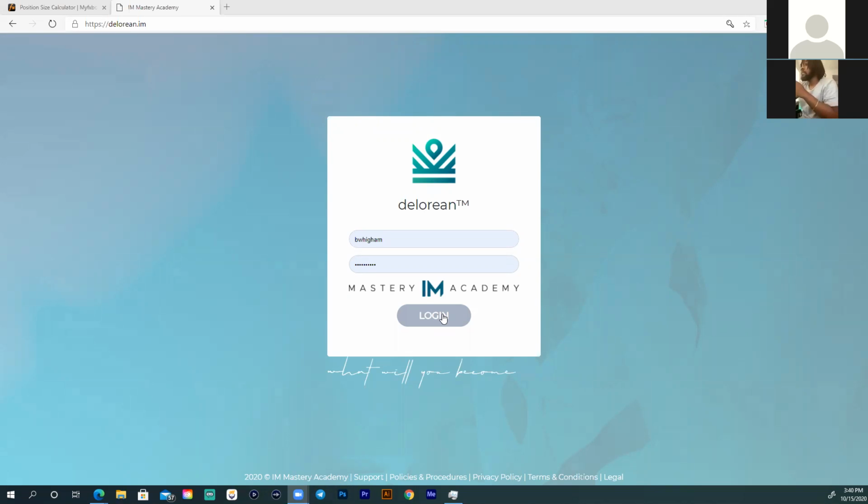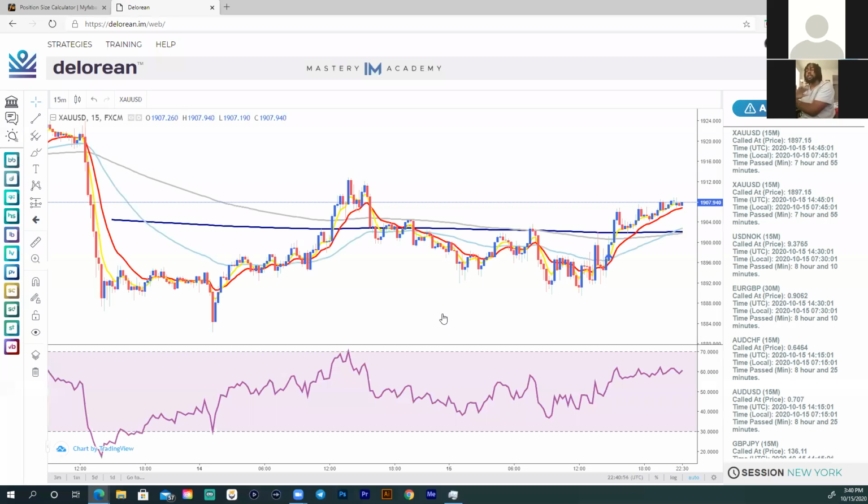All right. This is DeLorean. If you need to get to DeLorean, it is called DeLorean.im. Same login credentials for IM Academy. Everything is still the same. All right. This is what DeLorean looks like.